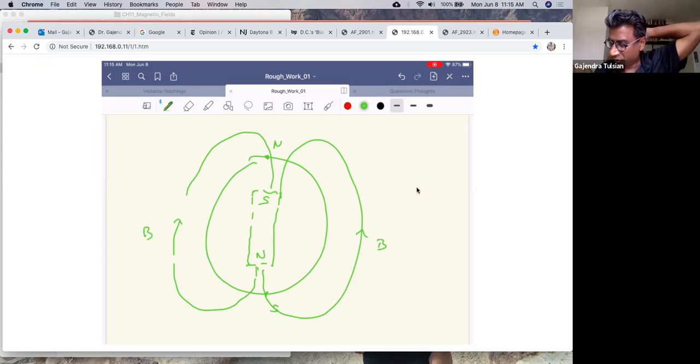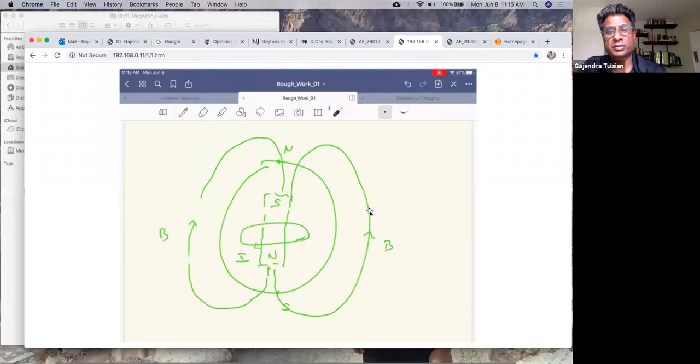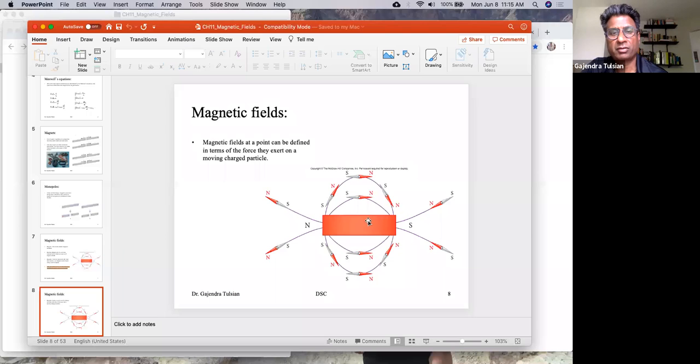Okay, and in a later chapter, you learn that this magnetic field is because of a current in the liquid core of the Earth. Okay, so the electric current in the liquid core is what produces this magnetic field. Okay. But again, we'll talk about all of that later. All right, so here's the field around a bar magnet.